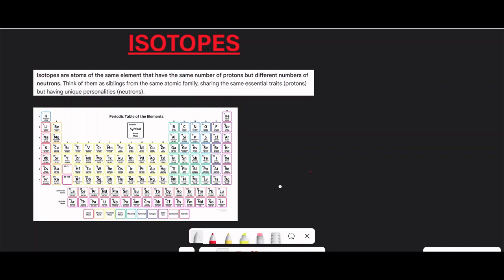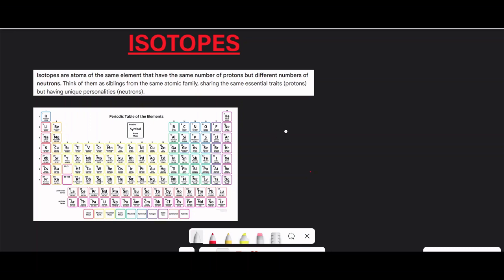Welcome. In this video, we are going to discuss isotopes and the importance behind isotopes. First, let's look into what is the definition of isotopes. We can see that isotopes are atoms of the same element that have the same number of protons but different number of neutrons. What do we mean by that?